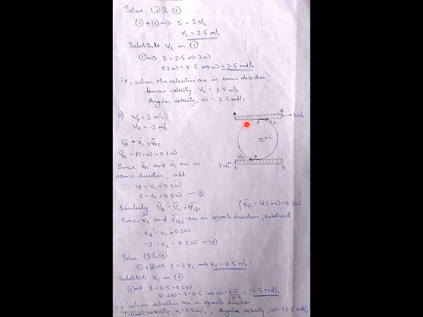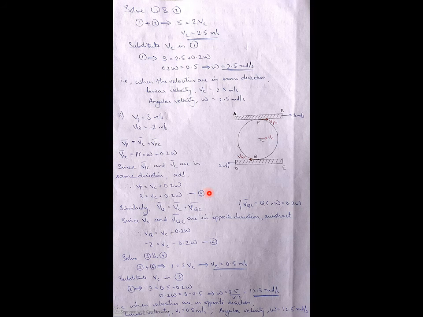Now the remaining things are similar to what we had done in the previous part. So velocity of P equal to velocity of C plus velocity of P with respect to C. Initially we will be calculating velocity of P with respect to C, which is Pc into omega. All those things are the same as before. Pc is 0.2 into omega. Now this velocity of Pc and velocity of C are in the same direction. So velocity of P will be just the addition of velocity of C plus velocity of Pc. So you will be getting equation 3.